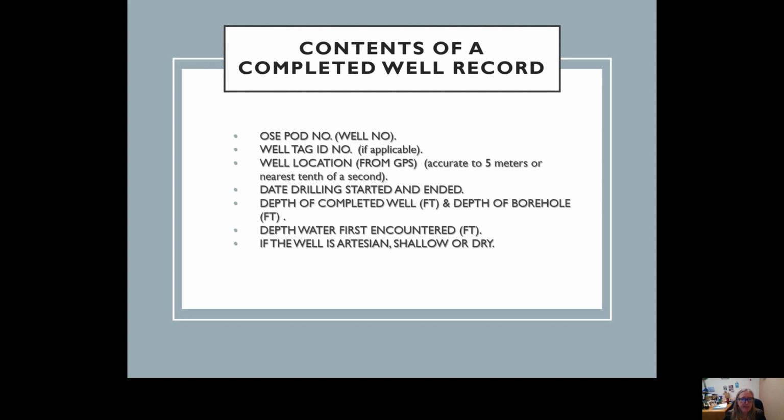Every permit these days is issued a well tag ID number, except temporary wells that are going to be plugged in. We need the well location from your GPS or your smart device.